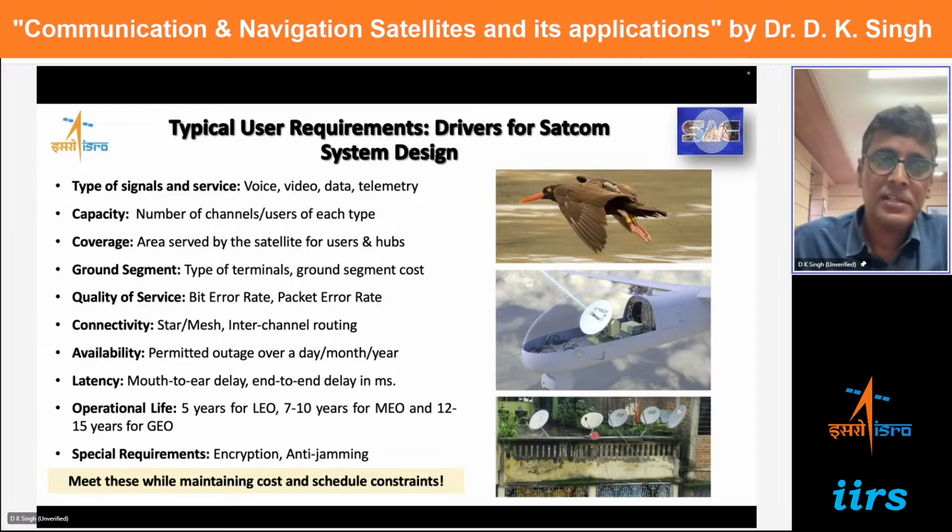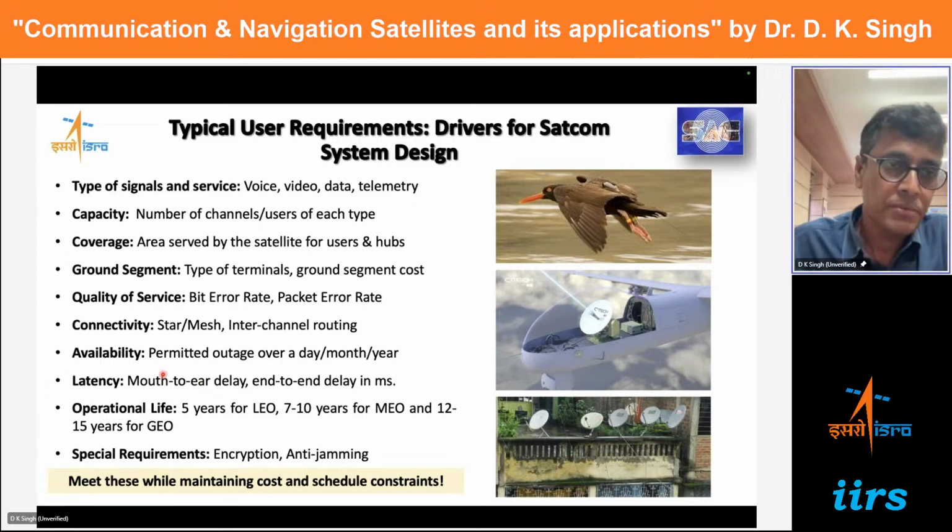Now, this slide just captures the major technical requirements. Let us say you are trying to talk about a satellite communication system, what should you worry about? You should worry about what type of signals you are going to service. Is it voice, data, telemetry? How many users you want to capture? That will tell the capacity of the system. What area you want to cover? Then what type of ground segment, whether I can have a very big ground segment, or it should be handheld, or it should be installable in my home like DTH. What quality of service you are targeting, what kind of connectivity you are looking for, the way I have shown in the previous diagram.